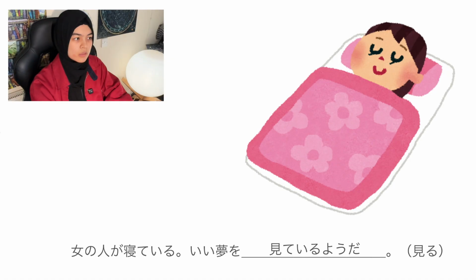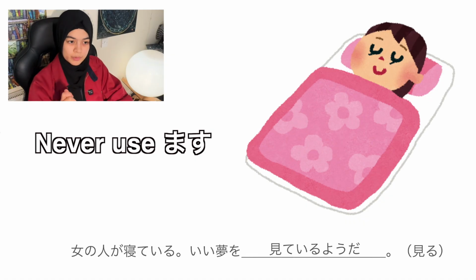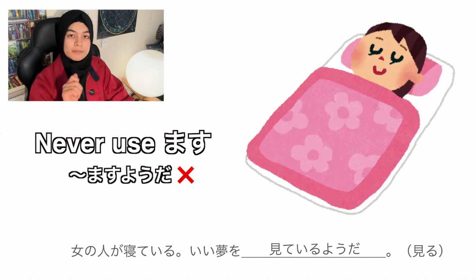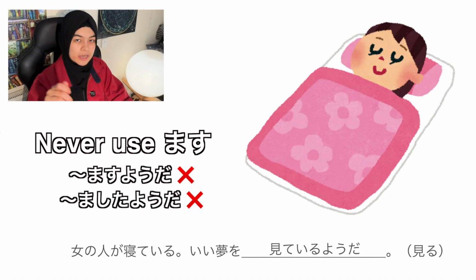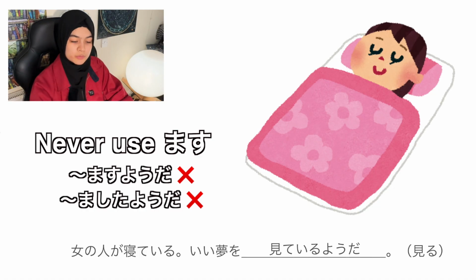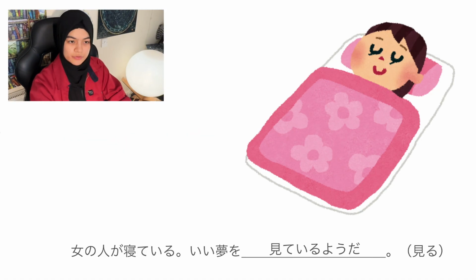Easy ですか? One thing that you should be really careful of while using ようだ with verbs is never use the masu form, okay? You cannot say 見ていますようだ or 見ていましたようだ. It's always going to be the plain form. So 見ているようだ、見たようだ or 見るようだ depending on the context, okay? So that's how you do it for verbs.